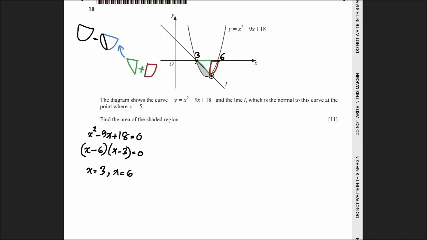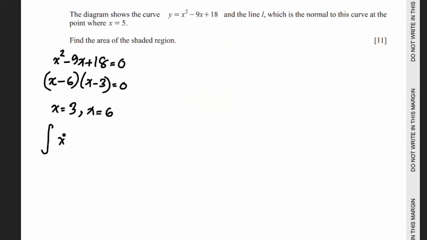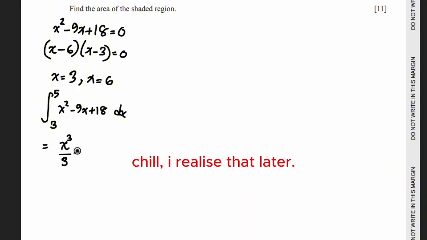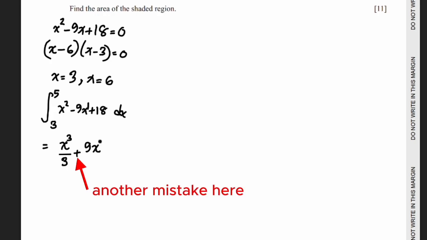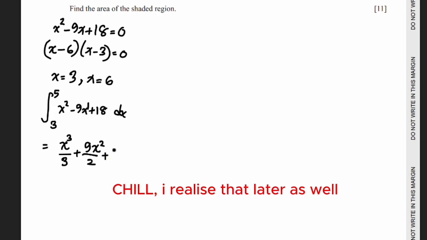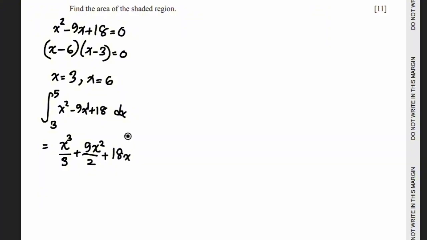Now let's find the x coordinate of this line. Oh, it is written x equal to 5. Okay, bingo. Now let's find the entire region first, which is going to be the integral of the quadratic equation from the point 3 to 5. Let's see. We are going to raise the power from 2 to 3 and divide by 3. We're going to raise the power of x from 1 to 2 and divide by 2. Then we're going to raise the power of x from 0 to 1. Okay, so let's just put the limits.